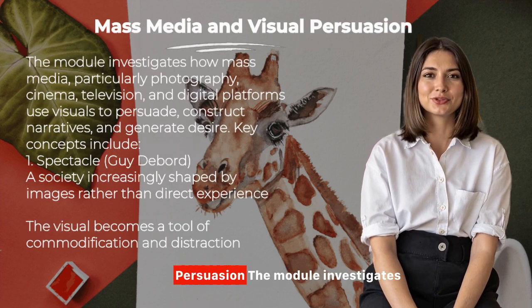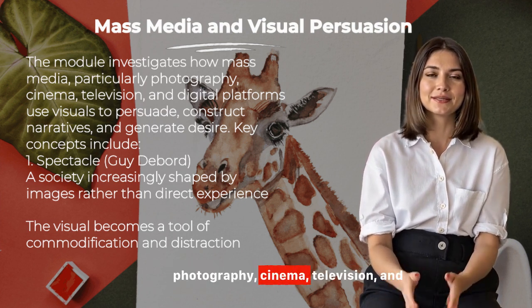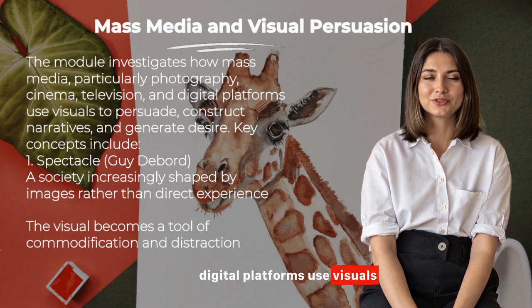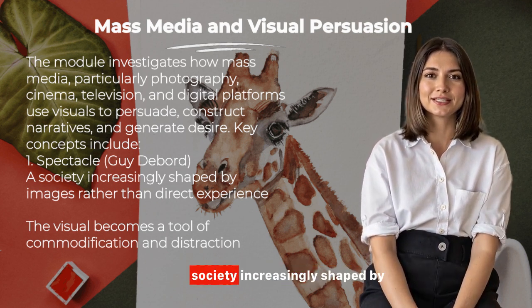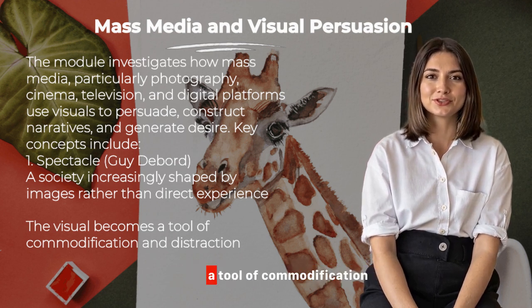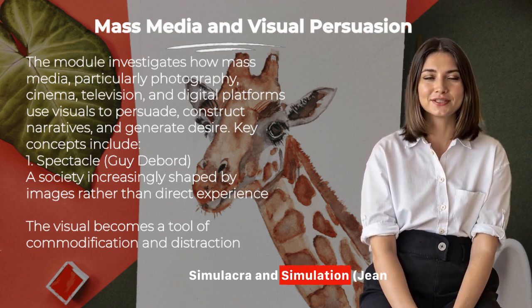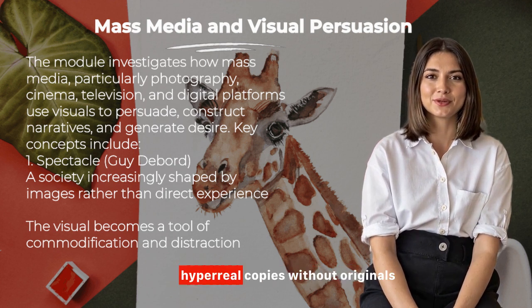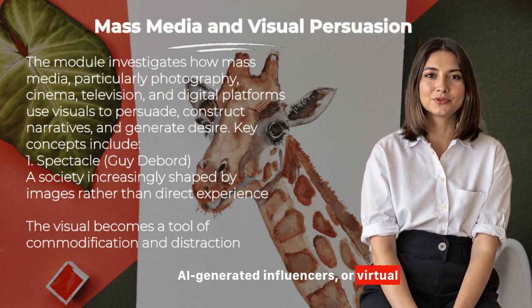Mass media and visual persuasion. The module investigates how mass media, particularly photography, cinema, television, and digital platforms, use visuals to persuade, construct narratives, and generate desire. Key concepts include: one, spectacle, Guy Debord, a society increasingly shaped by images rather than direct experience. The visual becomes a tool of commodification and distraction. Two, simulacra and simulation, Jean Baudrillard. Visuals no longer represent reality, but become hyperreal copies without originals. Think of reality TV, AI-generated influencers, or virtual fashion.